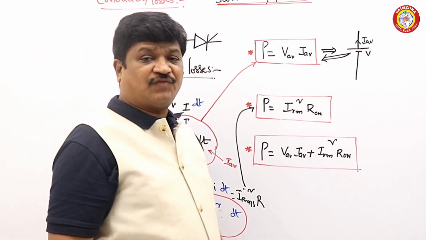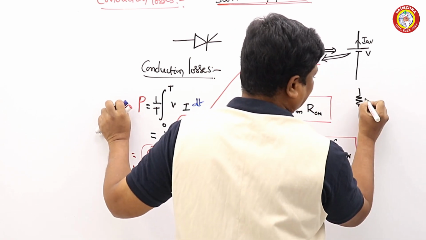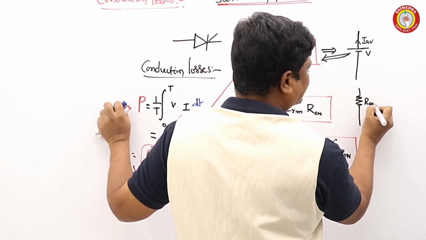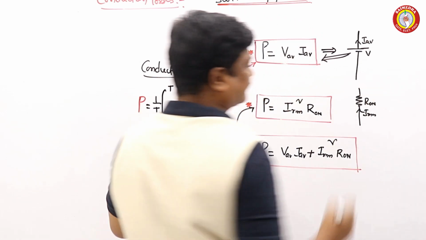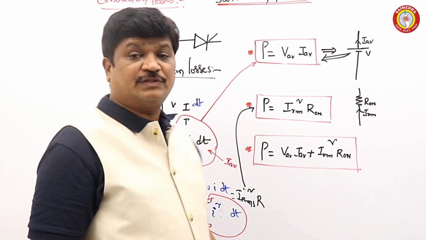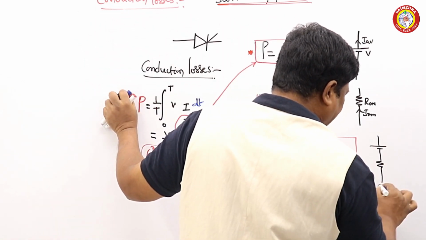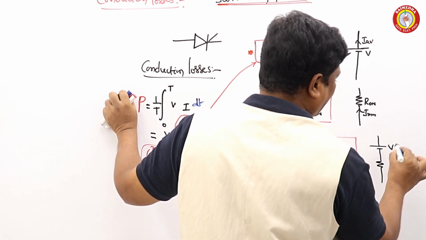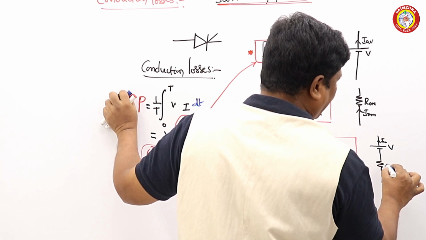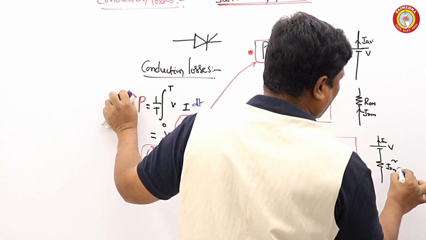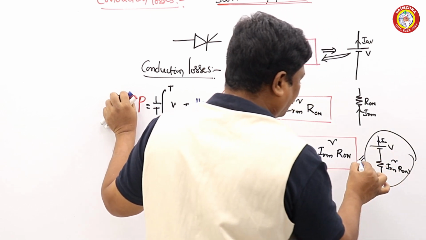When we have to use this formula, we have to use it if the resistance is like this, the on state resistance, when the current is flowing, I RMS current is flowing like this. The circuit consists of a battery as well as the on state resistance. This is V and this is I average. This is I RMS square into R on. Together we can add them for this one.